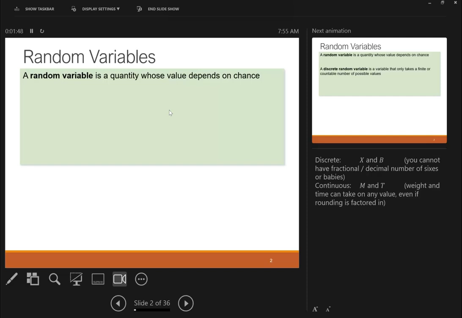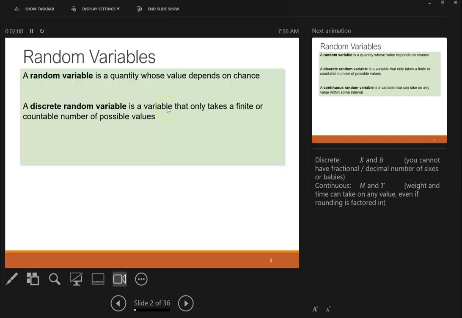The first piece of new vocabulary is called a random variable, which differs from a variable like in our algebra classes. A random variable is a quantity whose value depends on chance. And there are two types of random variables. There are discrete random variables, a variable that takes on only a finite or countable number of possible values.